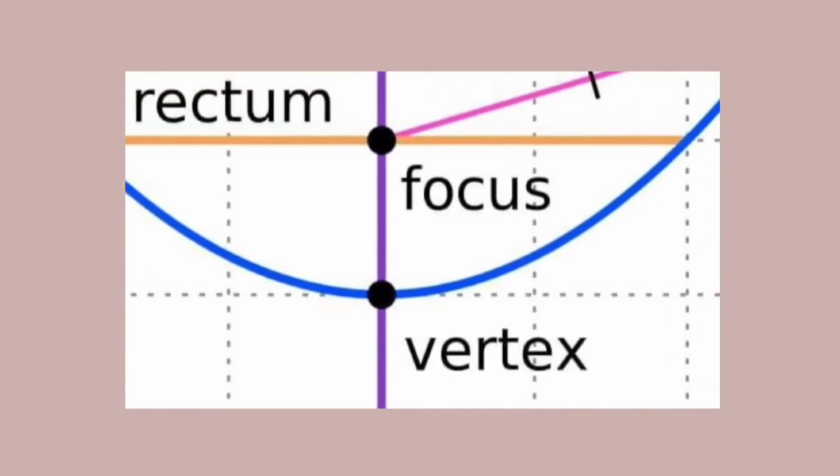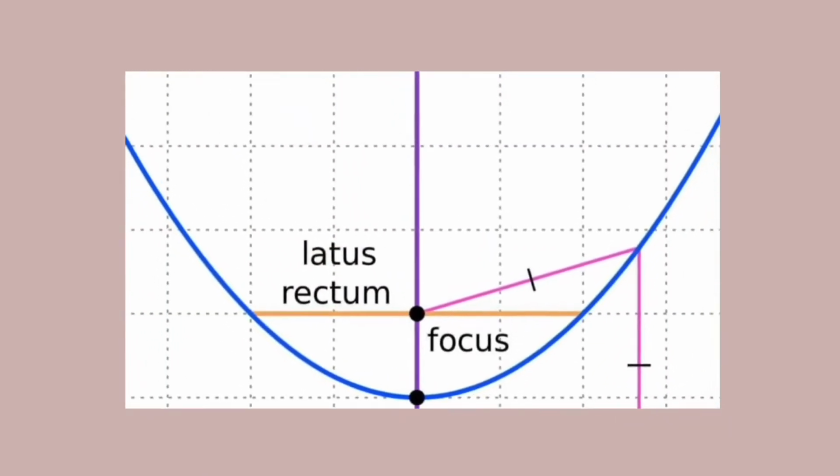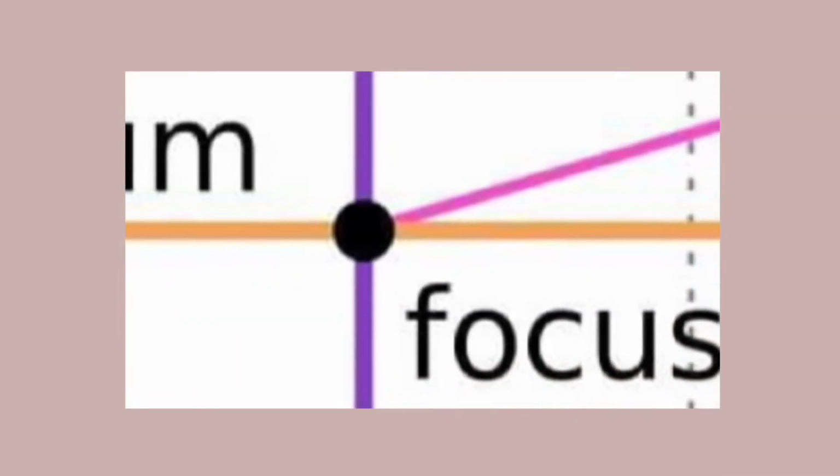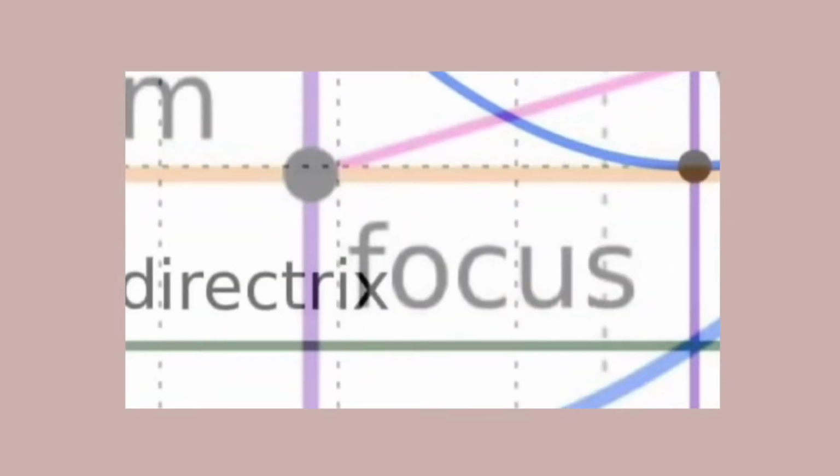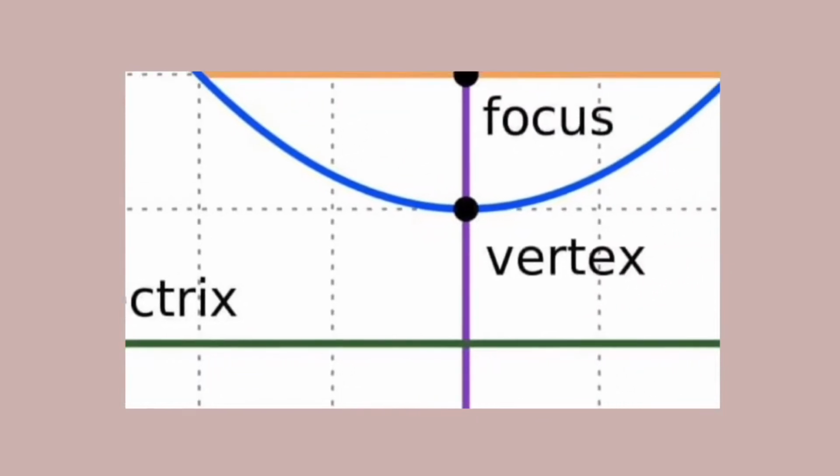So the first part that we will talk about is the vertex. Simply, the vertex is the turning point of the parabola. Then we have the focus and the directrix. The focus is the fixed point, while the directrix is the fixed line. And then we have the latus rectum.